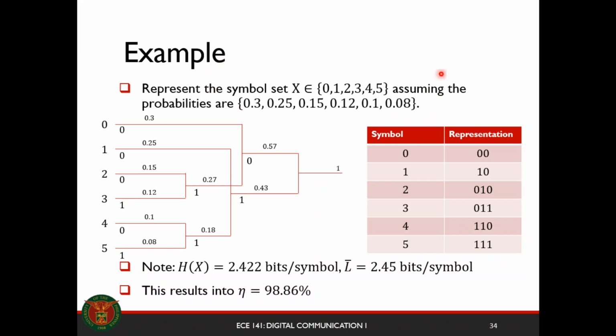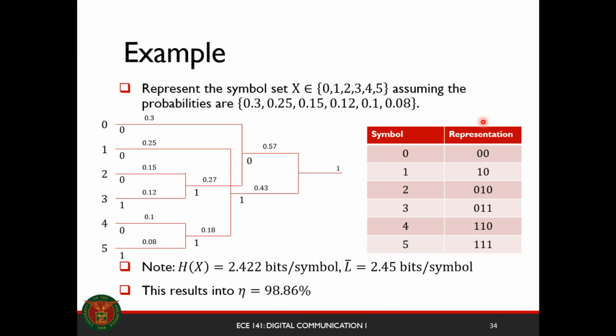If you get the entropy of this random variable X, you get 2.422 bits per symbol. And your average code word length, if you use Huffman coding, is 2.45 bits per symbol, which results in a coding efficiency of 99%. So that's how efficient Huffman coding is. I'll give you some time to absorb this altogether. Just some notes: symbols that have a higher probability of occurring use fewer bits to represent them.